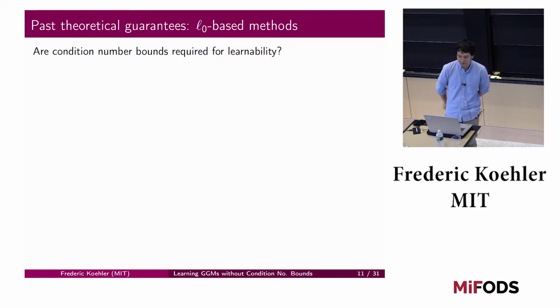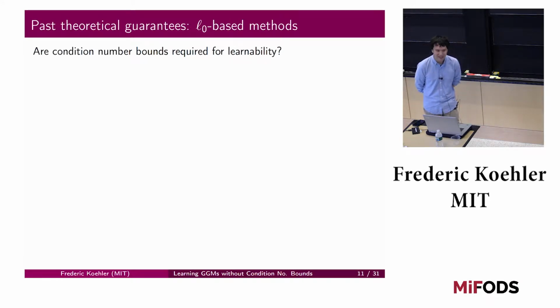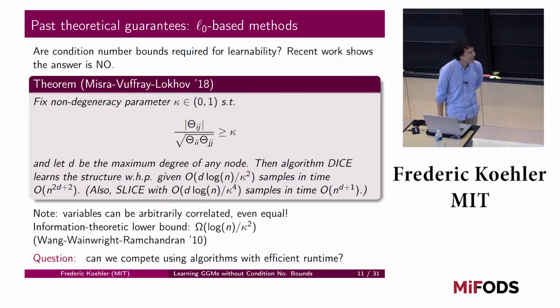Okay? So one natural thing to wonder is whether, given we have these guarantees, m is actually information theoretically a required quantity to control. I mean, because there is some intuition that condition numbers are related to learnability. But fortunately, there's this recent work by Misra, Bresler, and Lokov, who are, I think, all here, which shows that it's actually not the case. And so this is their theorem.